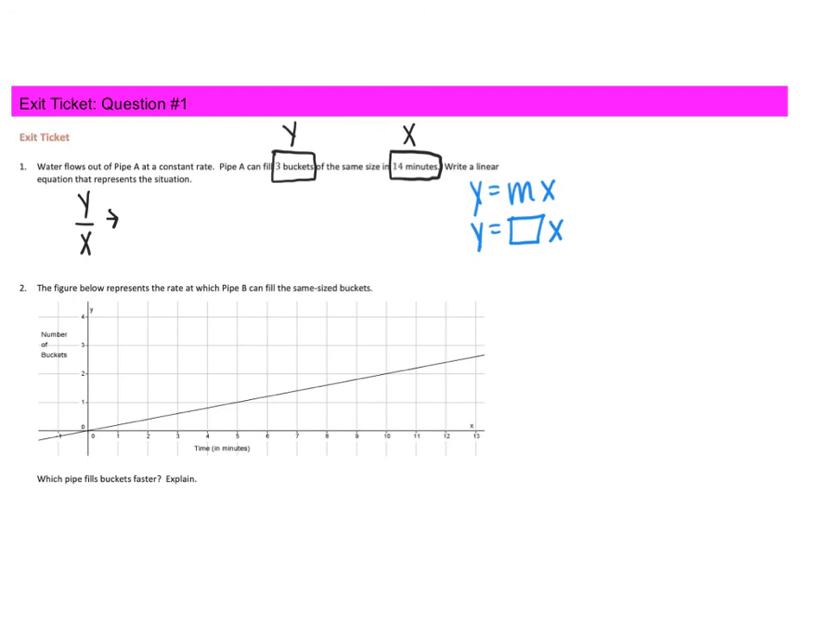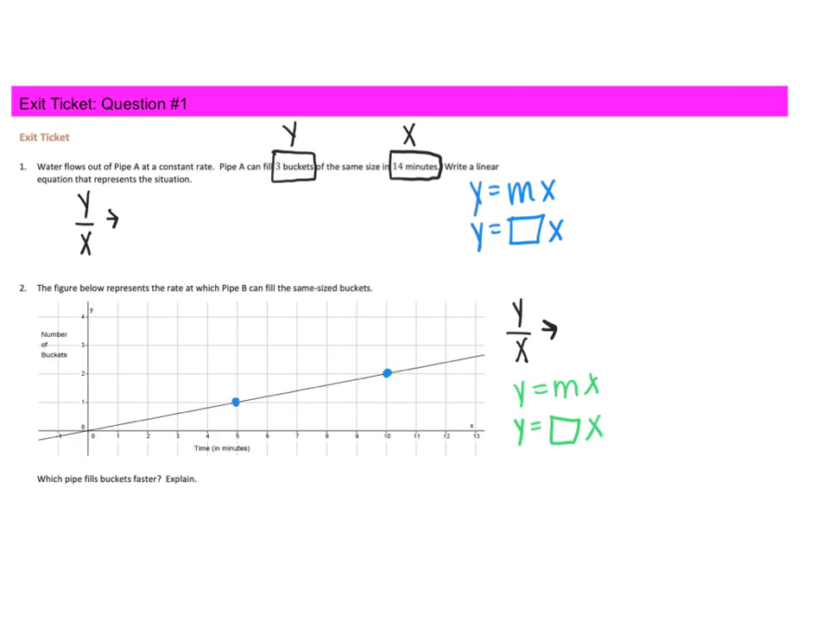And then down below, the figure below represents the rate at which pipe B can fill the same size buckets. I want you to go through. You have a point here. You have a point here. It does not matter which one you choose, but please find Y divided by X. Okay? And for this one, it doesn't tell you to write the equation, but I still want you to write the equation. I want you to get in the habit of that. So whenever you find m, tell me what m is by putting it in that little box.